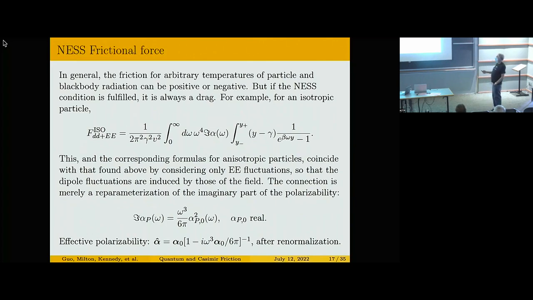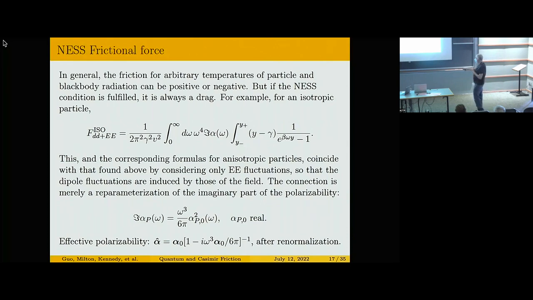So under the NESS conditions, this is the formula we would have. When you impose the NESS condition and add the DD and EE fluctuations, by virtue of that equation you can explicitly eliminate any reference to the temperature of the atom. It only depends on the temperature of the environment. So the NESS condition allows you to write this formula down. And this coincides exactly with the formula we had before for only EE fluctuations, provided I choose a suitable parameterization.